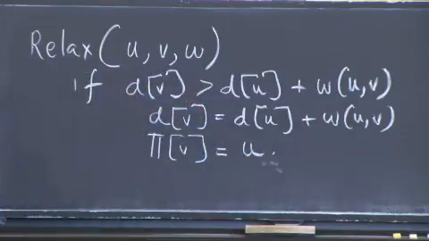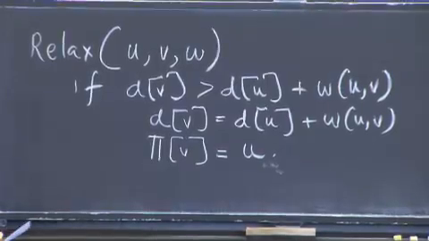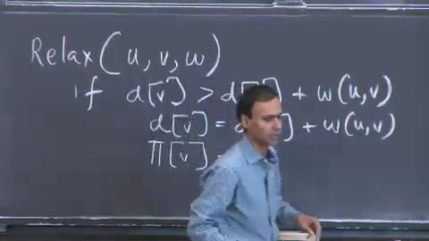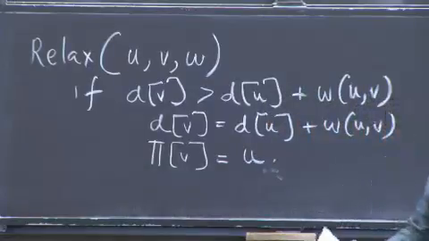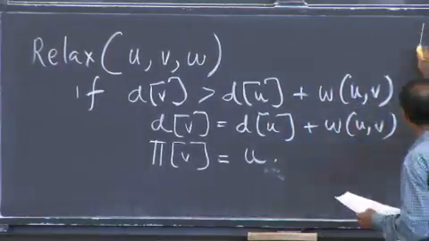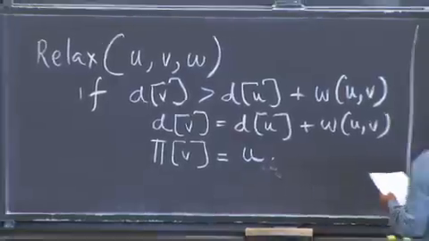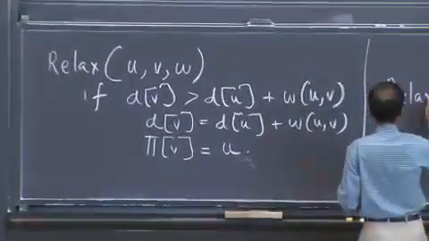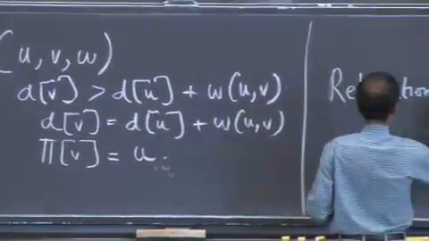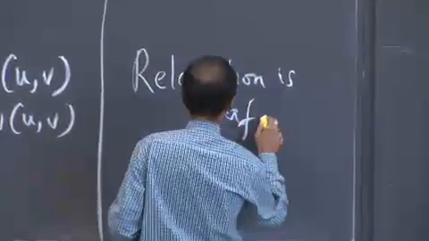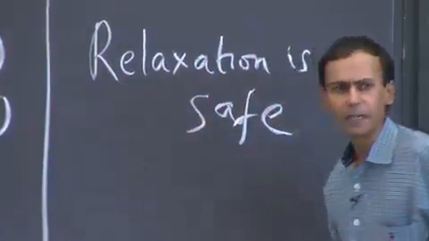And this way happens to be going through the vertex u, so you update not only the priority value, but also the predecessor relationship. All right, that's the relaxation step. Now, I want to be able to show that relaxation is safe. What do I mean by that?